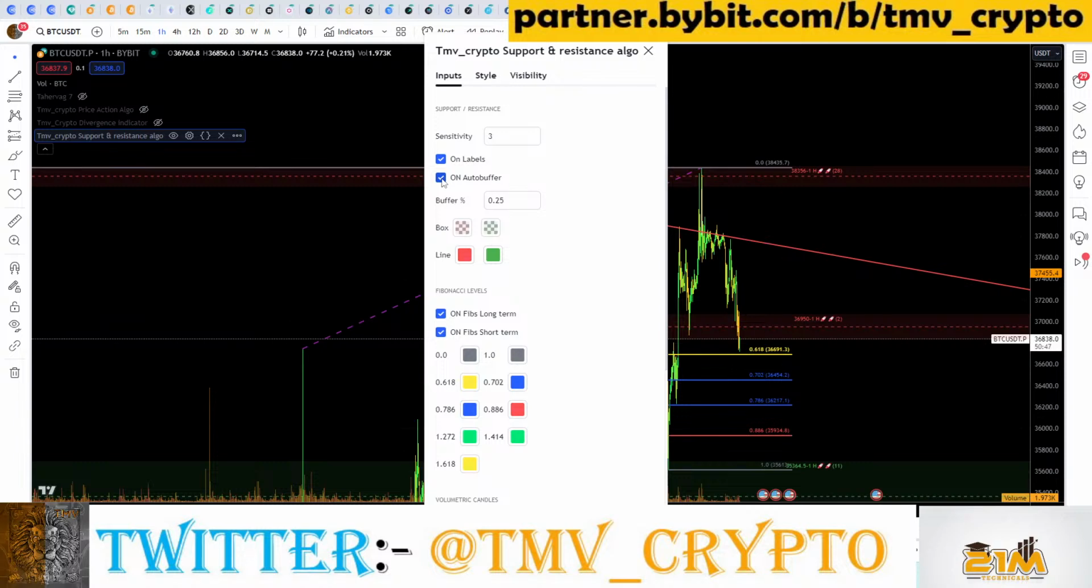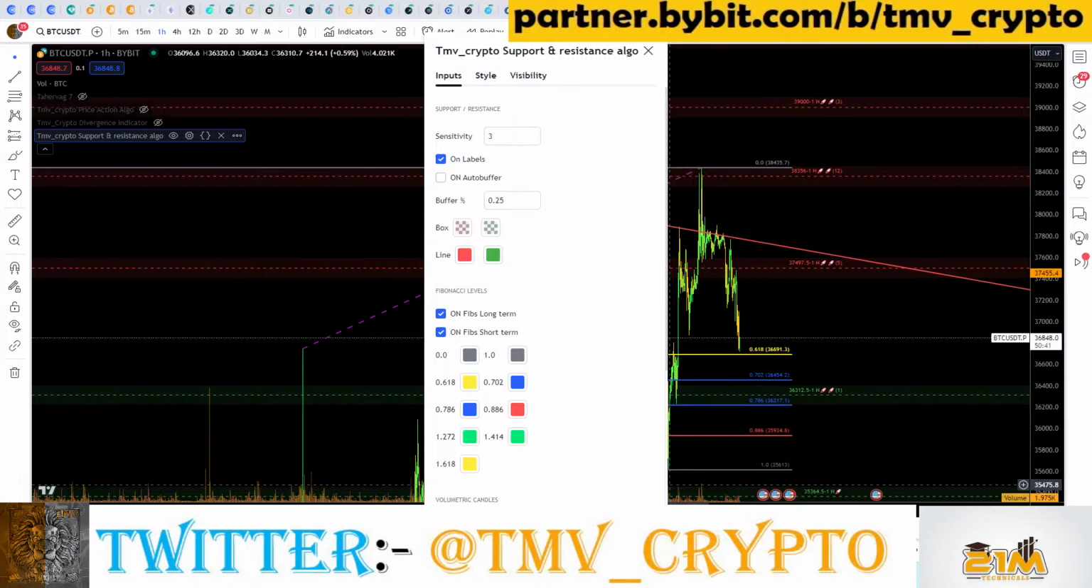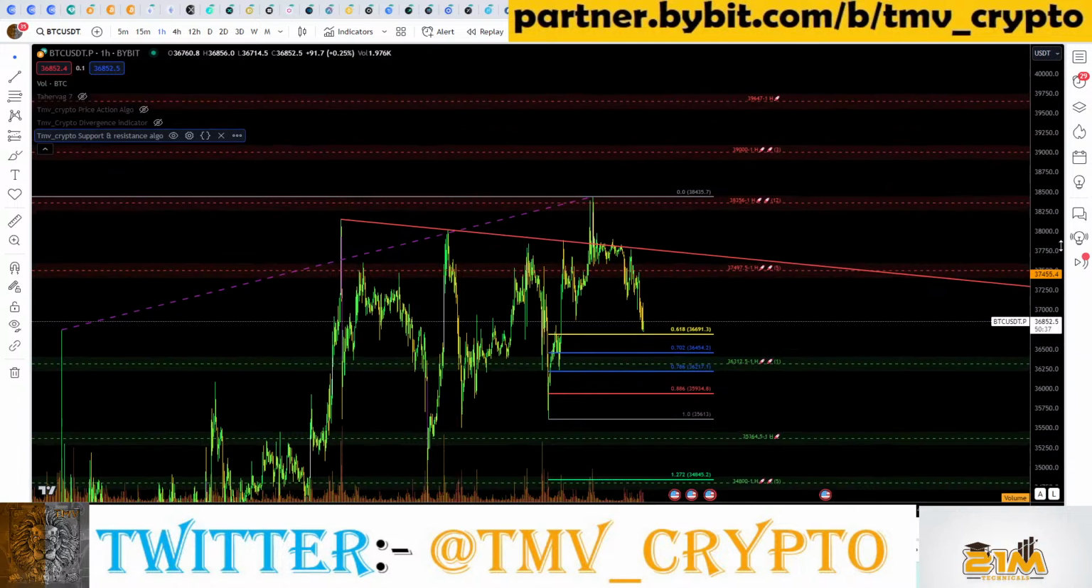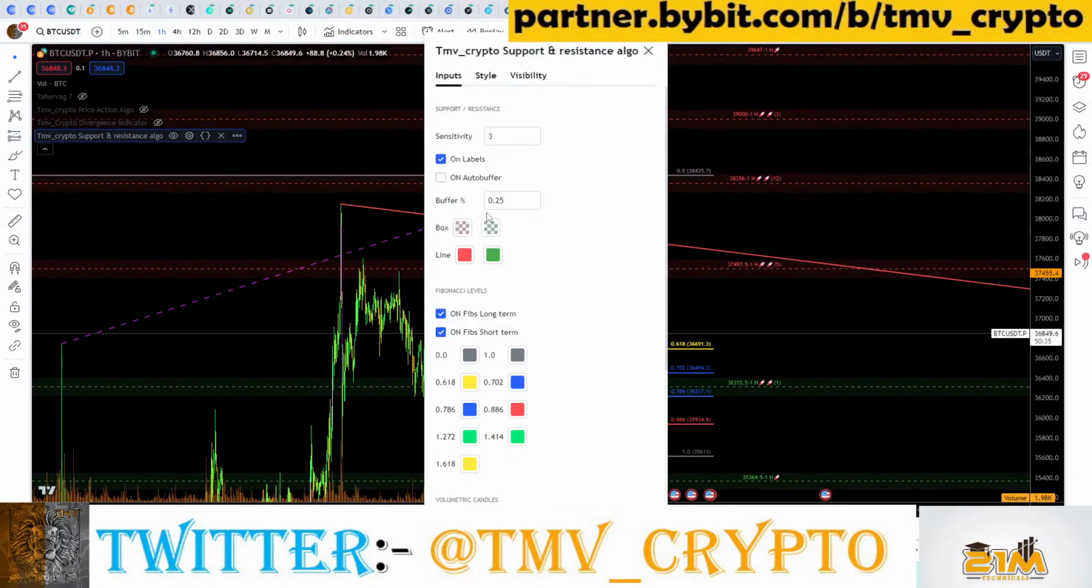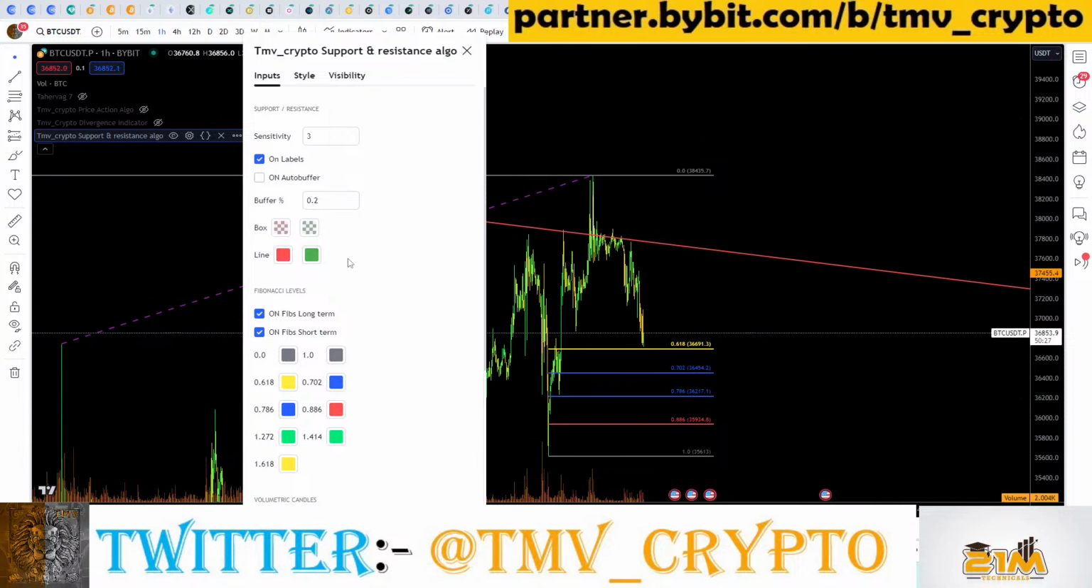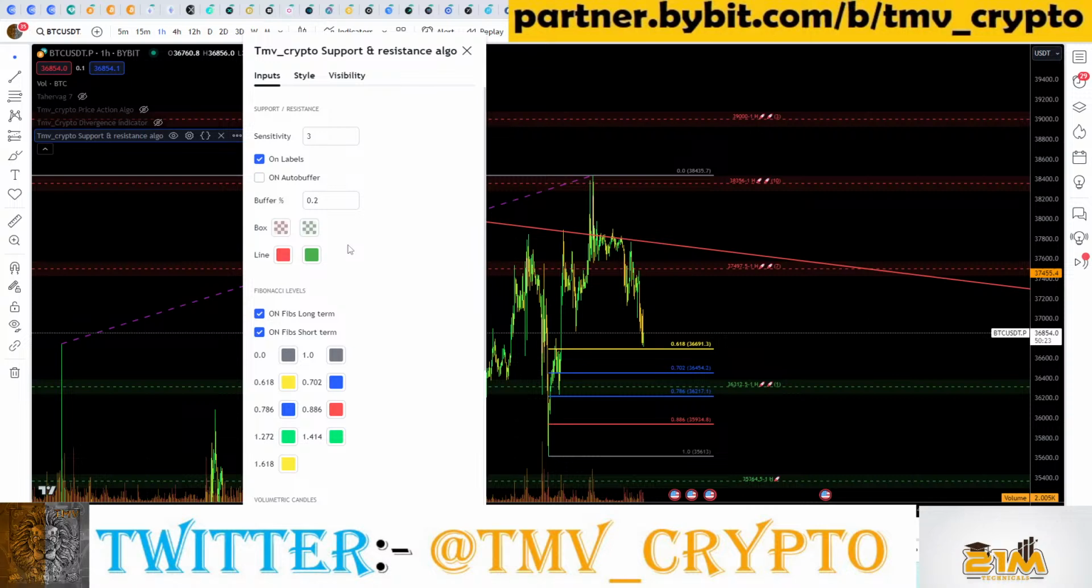But let's say you don't want auto buffer. If you just keep 0.25% on a 1 hour time frame, your chart is slightly going to adjust and you're going to get levels like this. You see, you got a lot of levels over here. If you want a manual buffer, I would recommend 0.2 because 0.2 is also very good. You don't want very big levels. You see how accurate the 0.2 and 0.25% levels are.